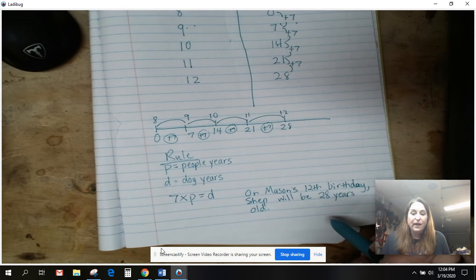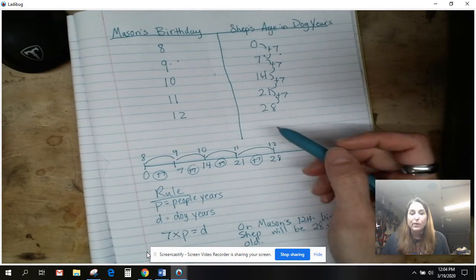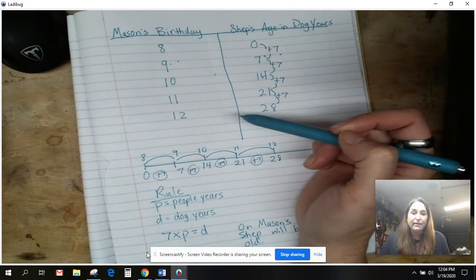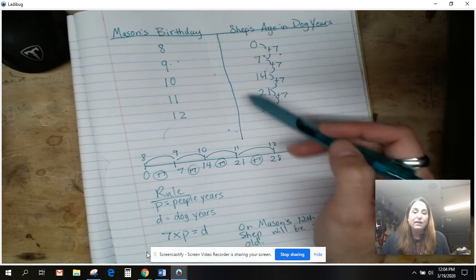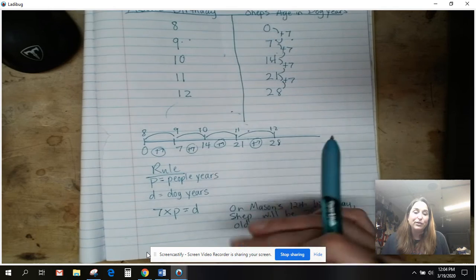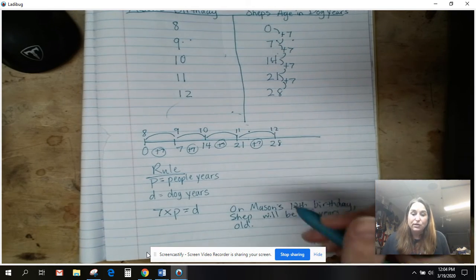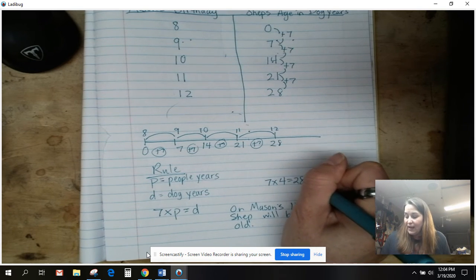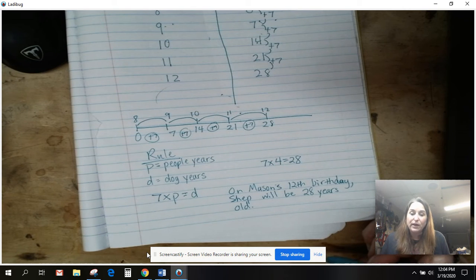Also thinking about the justification pieces required on ACT Aspire, students who are looking for a buy-in point, they could always have pencil and paper during ACT or MAPS during the math section. So they could create the table, they could create the number line. Okay, neither one of these things could be written out really on ACT Aspire on the computer, but they could definitely write out the rule, okay, and the mathematical equation. So we know that that is 7 times 4 equals 28. Now we have our CSRQ statement. On Mason's 12th birthday, Shep will be 28 years old.